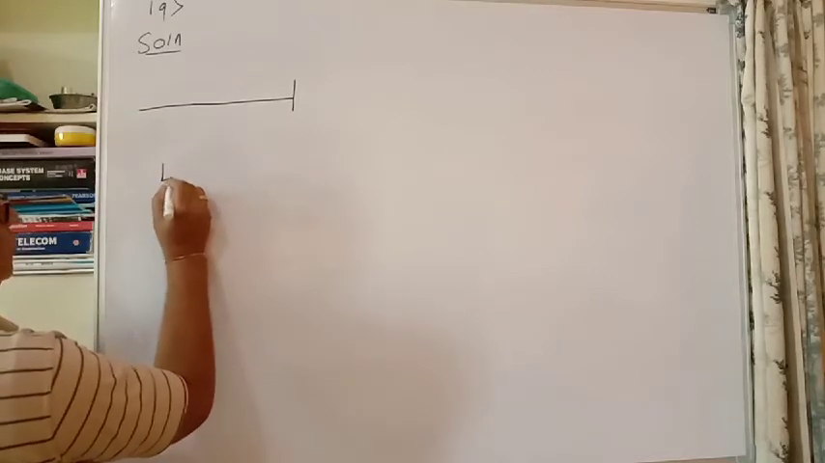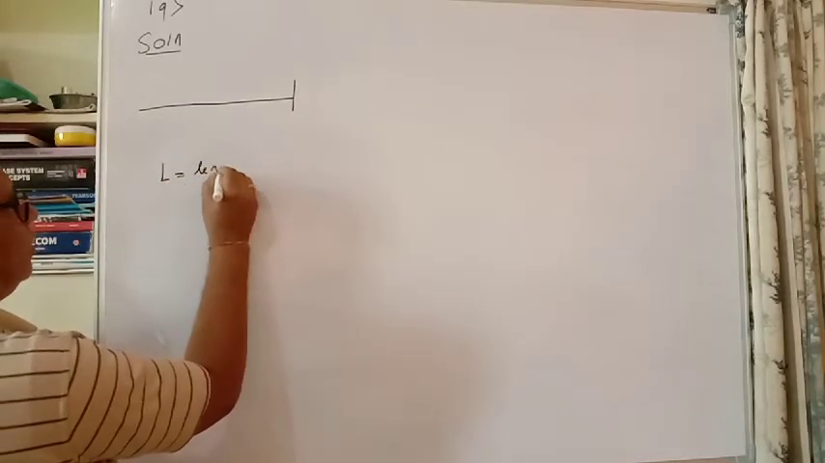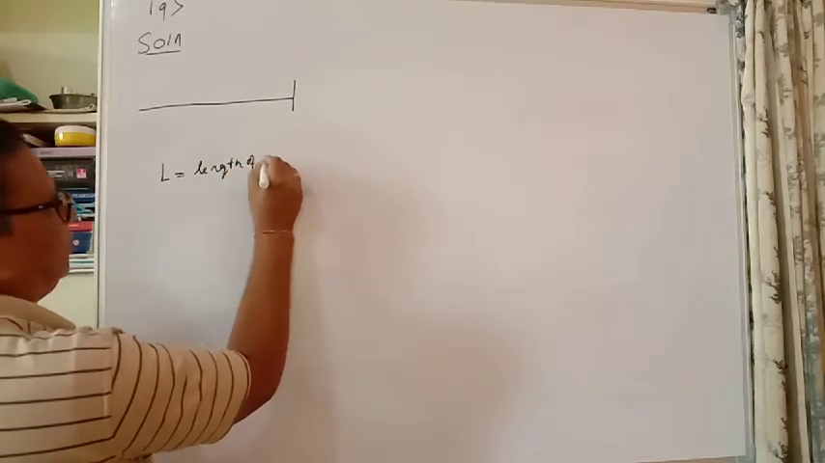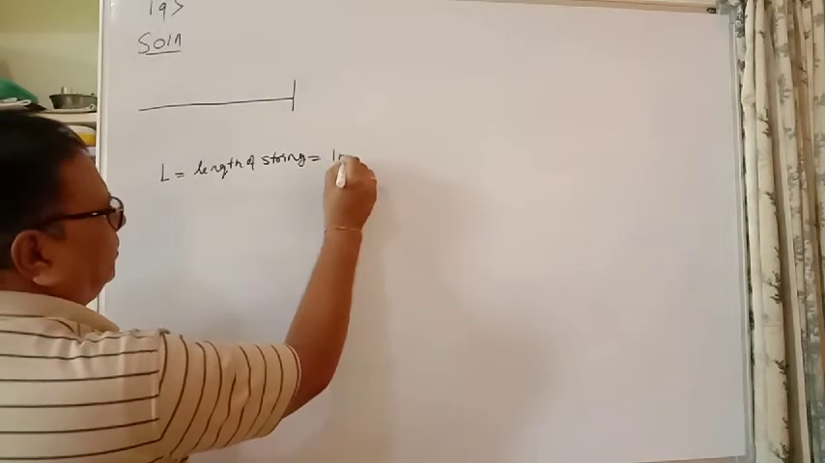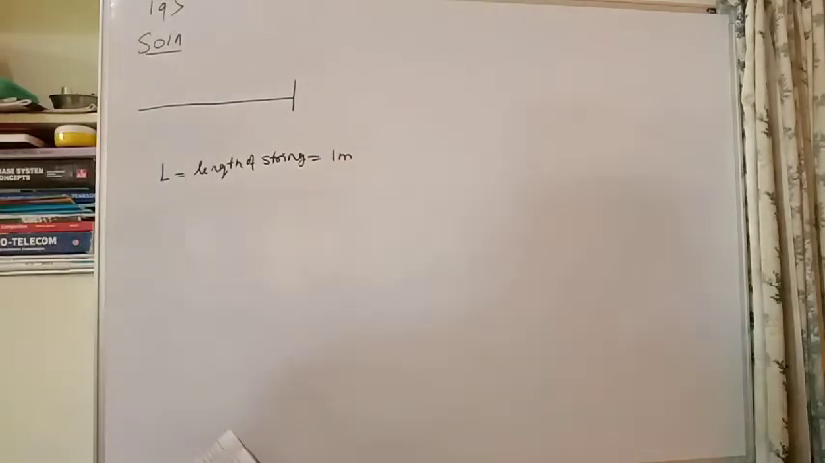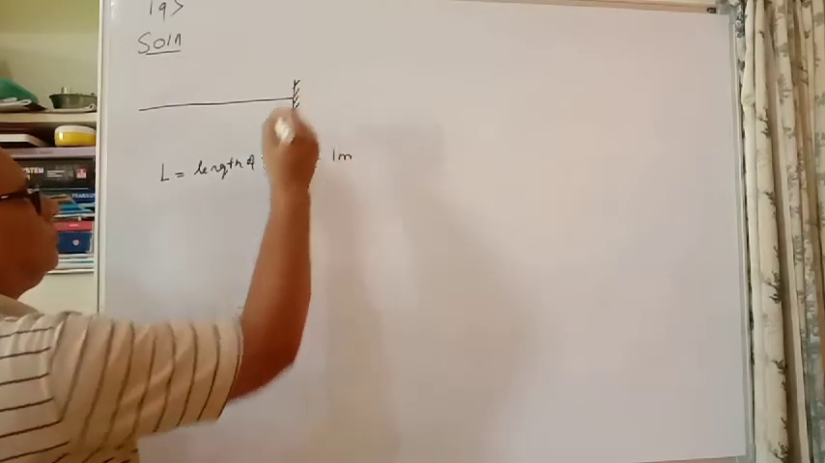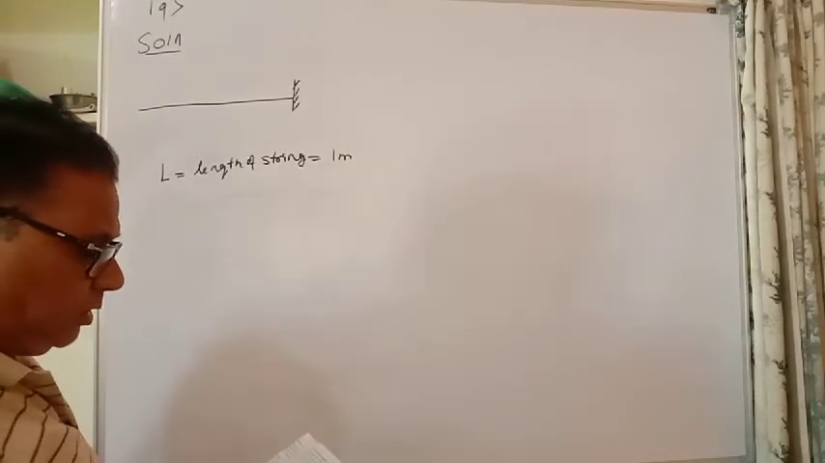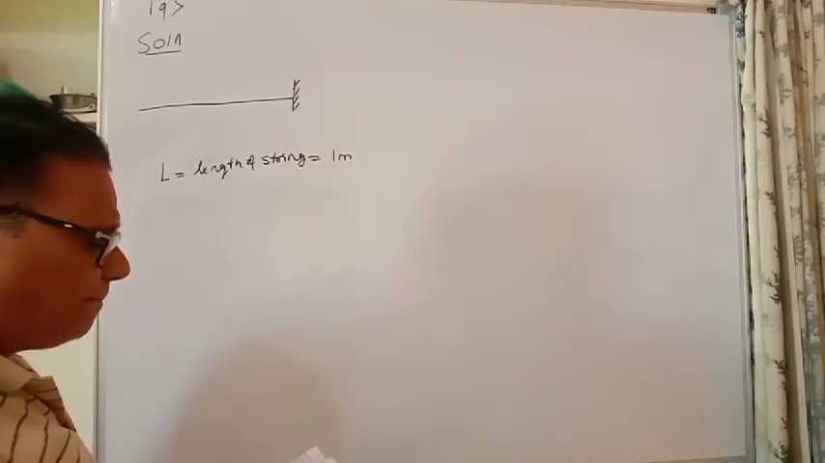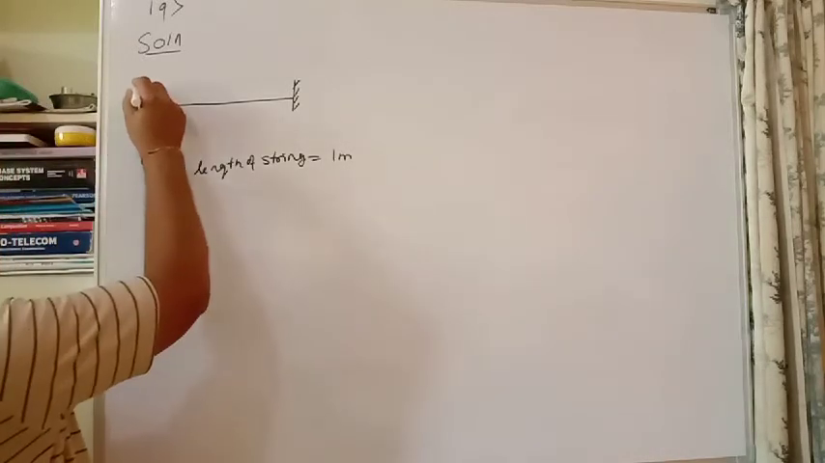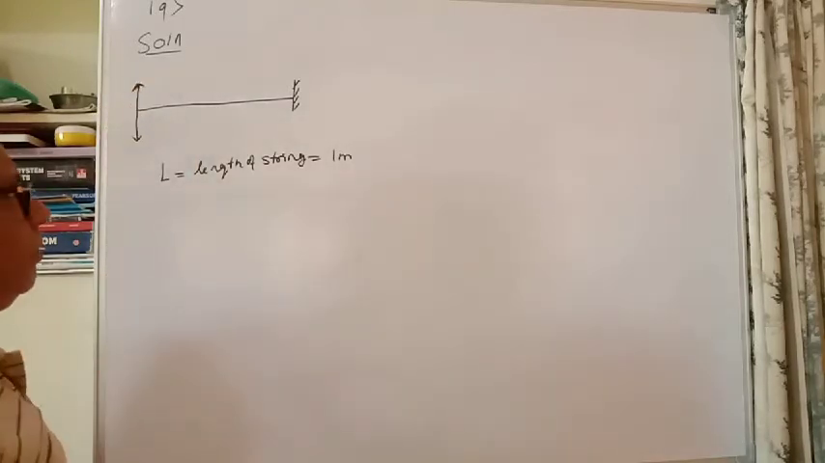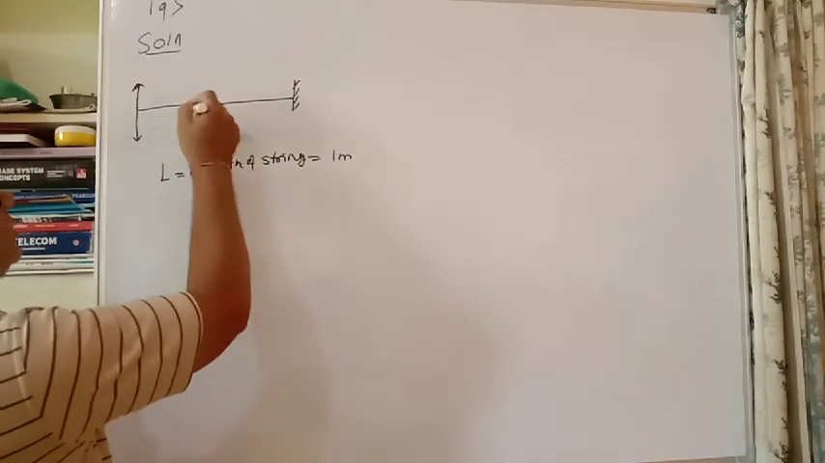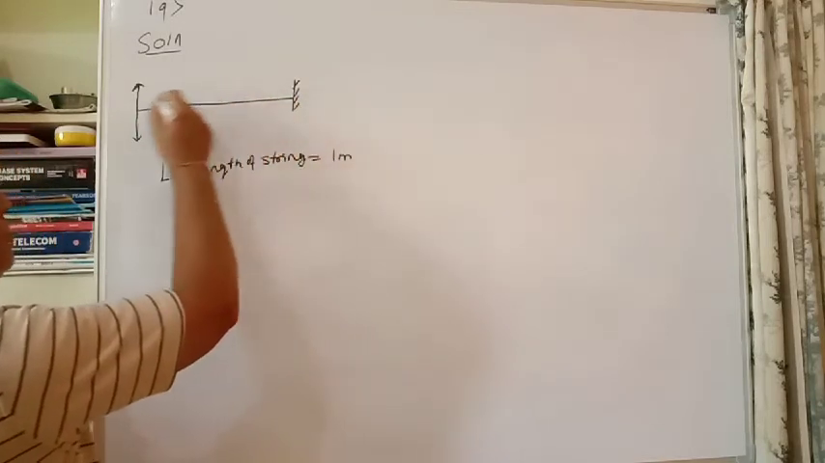Length of string L is equal to 1 meter. It's fixed at one end. The other end is moved up and down. Because of that, transverse waves are set up in the string, and these transverse waves reflect.